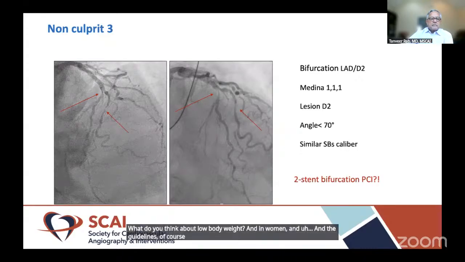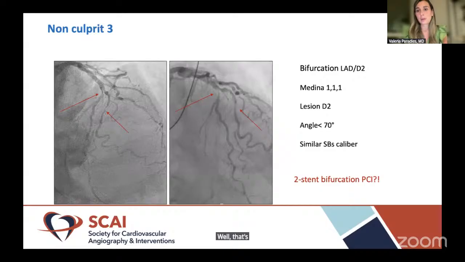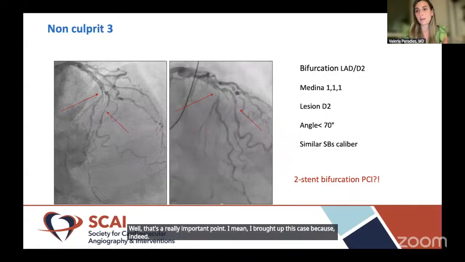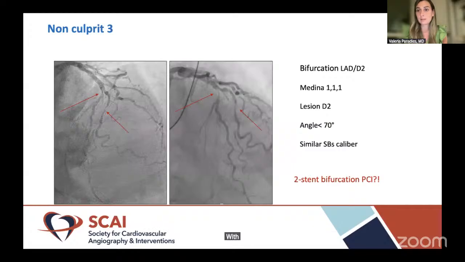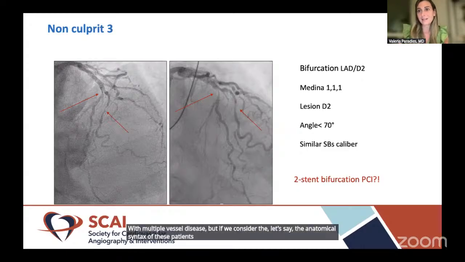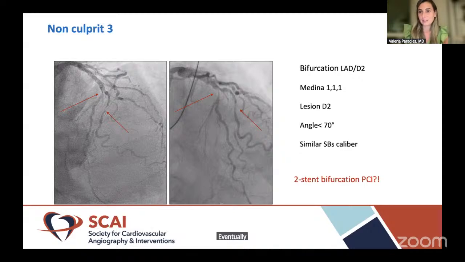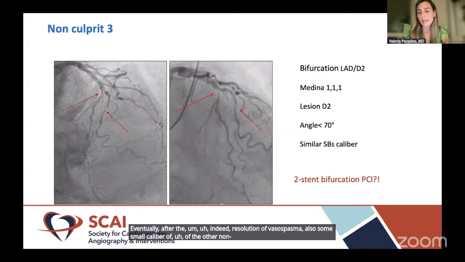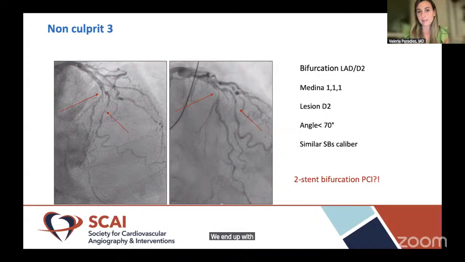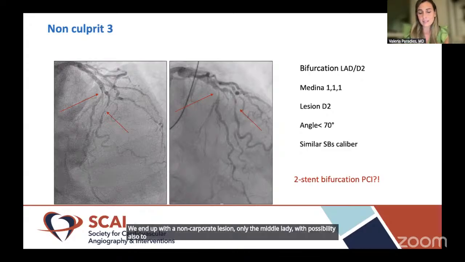Well, that's a really important point. I brought up this case because indeed it's a woman with low body weight and multivessel disease. But if we consider the anatomical SYNTAX score of this patient, which is high, and then consider, after the resolution of the vasospasm and also the small caliber of the other non-culprit lesions, we end up with, as the non-culprit lesion, only the mid-LAD, with the possibility also to escalate to a two-stent strategy in case.